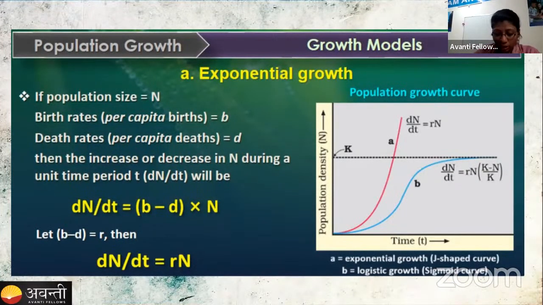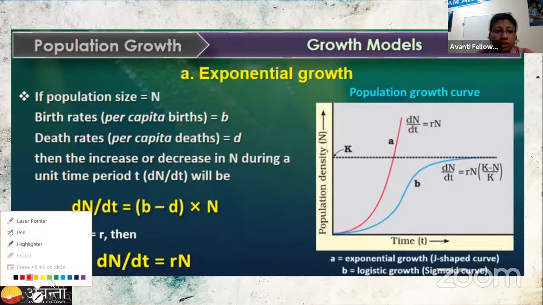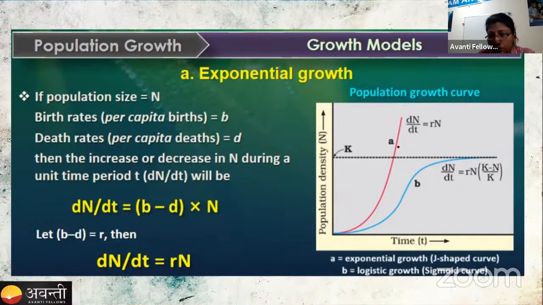Okay, so we are talking about exponential growth. This exponential growth, we have seen, is represented by the J-shaped curve. When we see the J-shaped curve, it is present here. This is our J-shaped curve, which has only two phases.